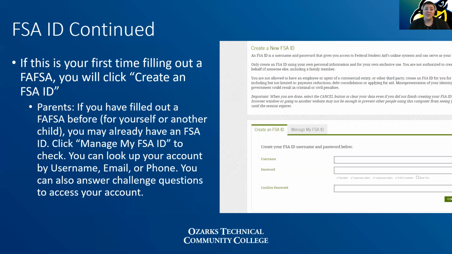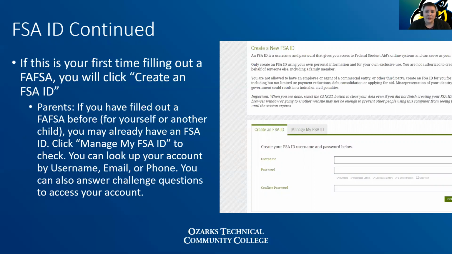If this is your first time filling out a FAFSA, you will click Create an FSA ID on that page. Parents, if you have filled out a FAFSA before for yourself or another child, you may already have an FSA ID. Click Manage My FSA ID to check. You can look up your account by username, email, or phone. You can also answer challenge questions to access your account.